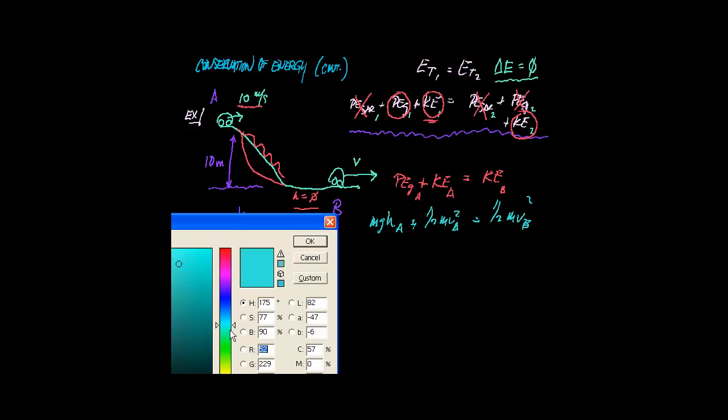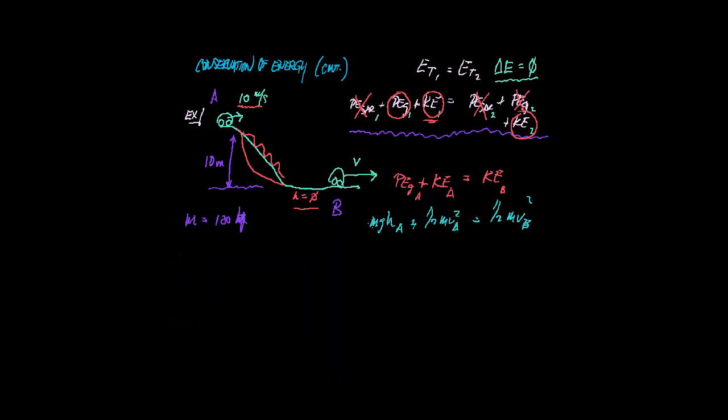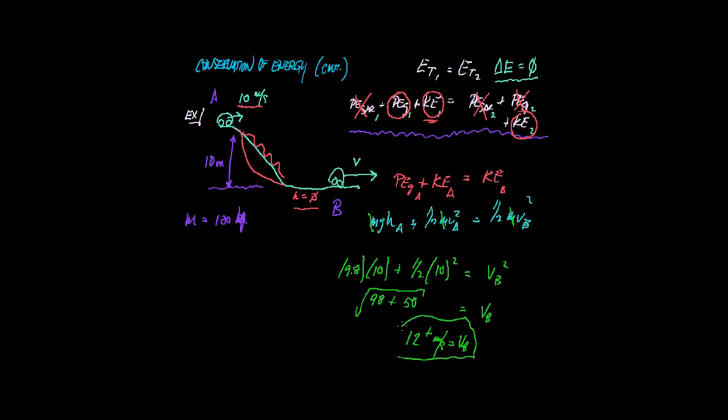Just real quick to get through the math, we can get rid of the m's because everybody has an m, and we find that the velocity at B squared is going to equal 9.8 times the height, which is 10, plus half of the initial velocity squared, which is 10 squared. And vB will be the square root of whatever that number is, which is 98 plus 50, so the square root of 148, which is a little over 12 meters per second, vB. What we need to check here is to make sure that this velocity is greater than where we started. It is.